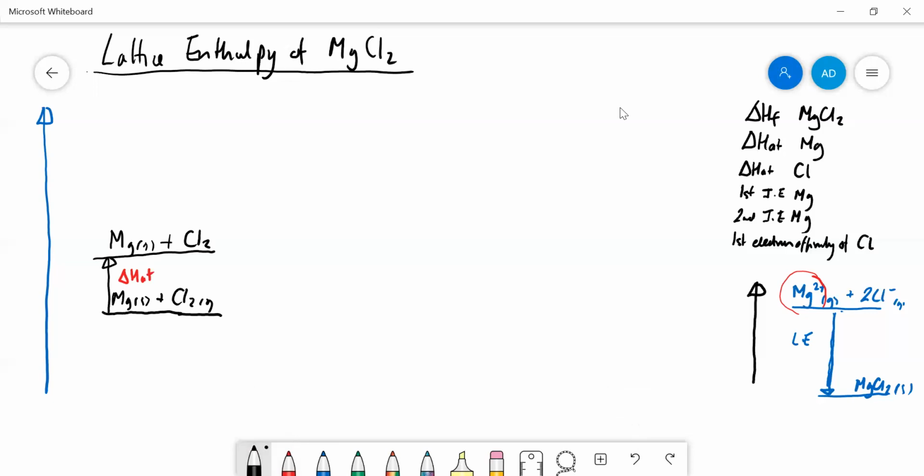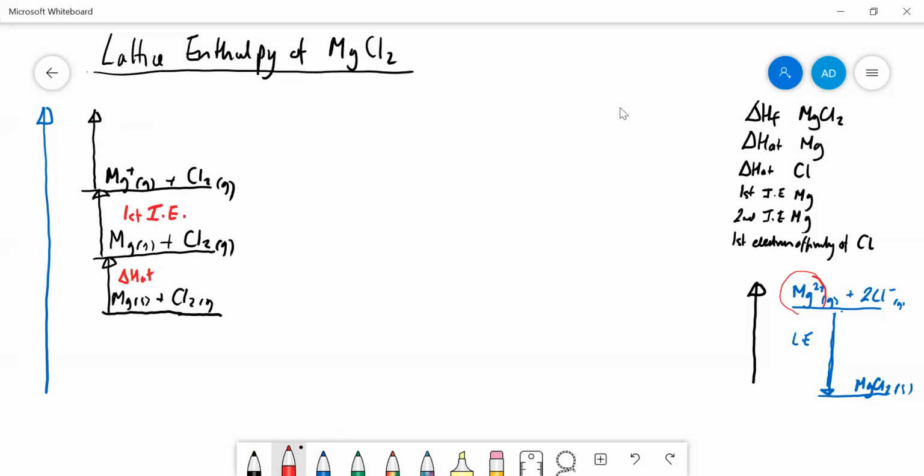Once we've got our magnesium as a gas, then we have got to turn it into the Mg2+ ion, which takes two steps. So the first step, we're going to turn it into an Mg+ ion. Nothing happens to the chlorine. And then I should put the gases in there. And then the second step, we're going to ionize it again. Now, even drawing this to scale, the second one is going to be a lot bigger than the first, but it kind of is my first ionization energy.